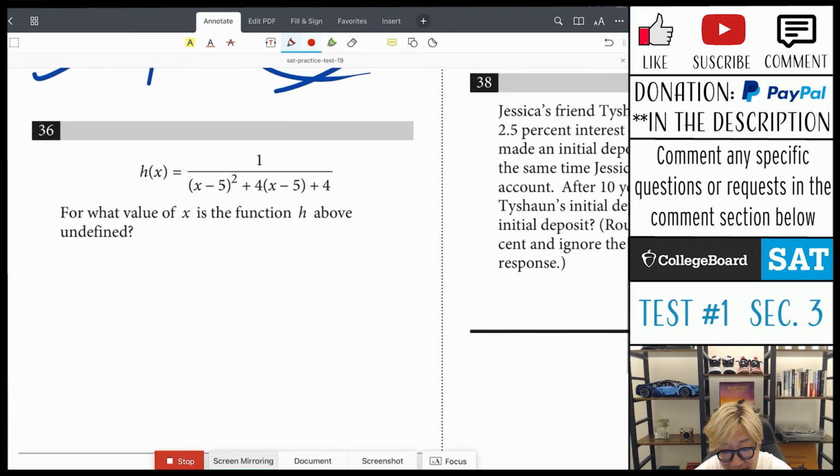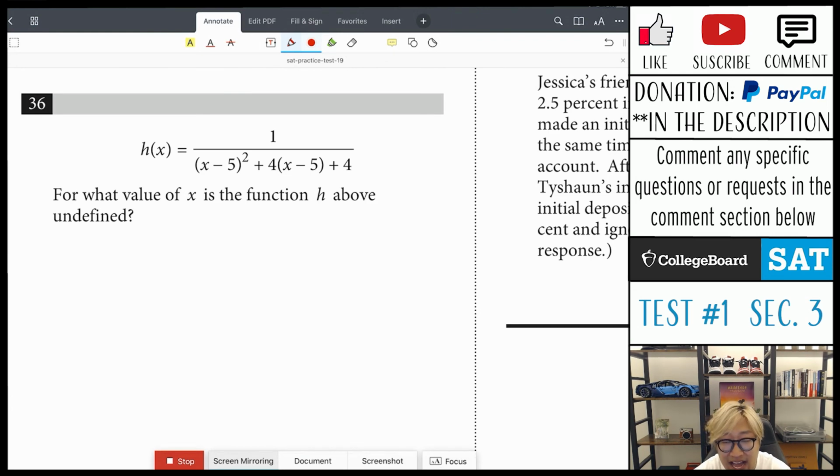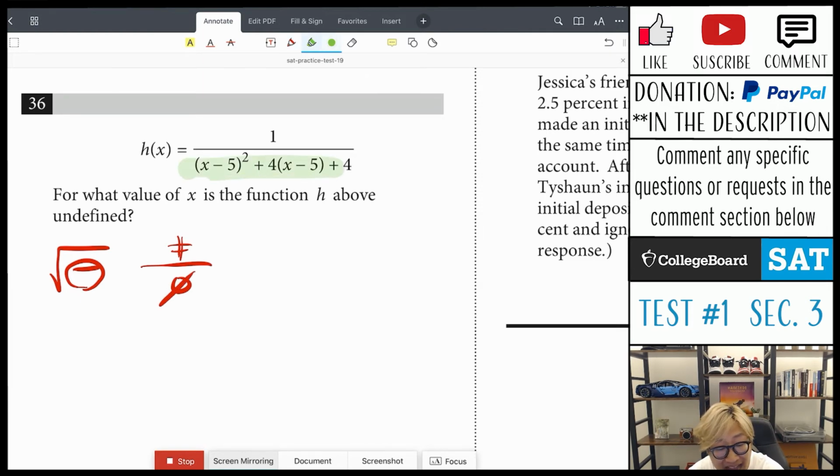Number 36. For what value of x is the function h undefined? When do we get anything undefined? Only under 2 different circumstances. When you have a negative inside a radical, any sort of root, like a square root, cubic root, whatever, or something over 0. So in this case, we're looking at a fraction. Basically, when the bottom becomes 0, this is going to be undefined. So that's the whole point.